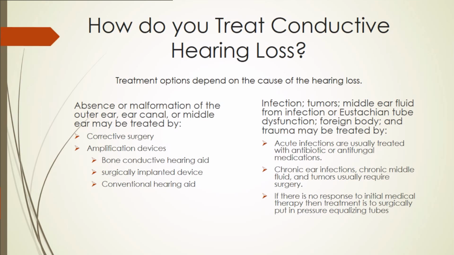If your conductive hearing loss is due to an infection, tumor, middle ear fluid from infections, or eustachian tube dysfunction, foreign body, or trauma, that can be treated a couple different ways as well. If your conductive hearing loss is due to acute infections, those can usually be treated with an antibiotic or antifungal. If it's due to chronic ear infections or chronic middle ear fluid or tumors, that usually requires surgery to try to fix the problem. If you are going the medication route and there is no response initially, then treatment is usually to surgically put in a pressure equalizing tube.